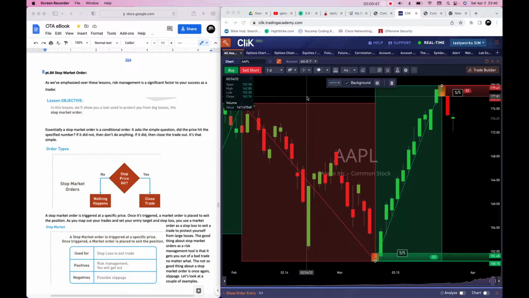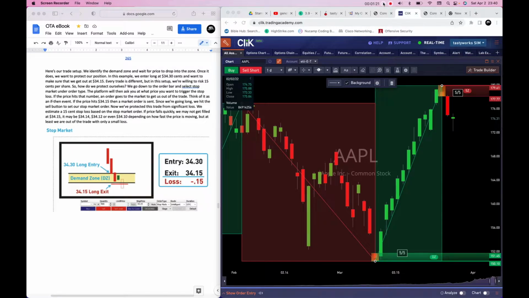As you map out your trades and set your entry target and stop loss, you will use a stop market order as a stop loss to exit a trade to protect yourself from large losses. The good thing about a stop market order as a risk management tool is that it gets you out of a bad trade no matter what. The not so good thing about a stop market order is, once again, slippage. Let's look at a couple of examples.